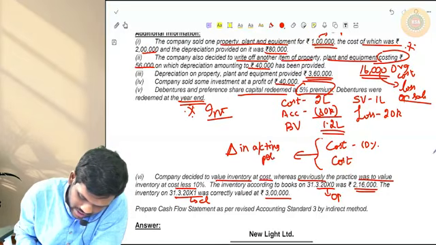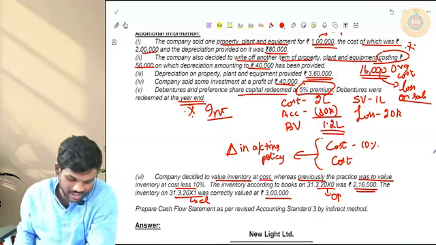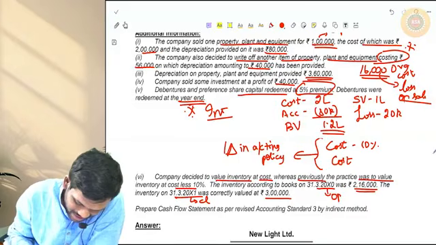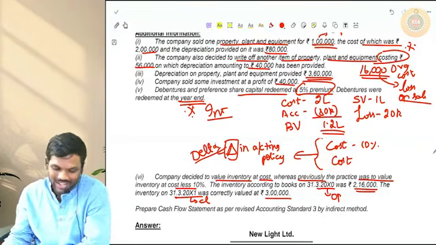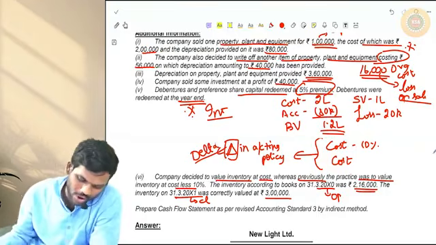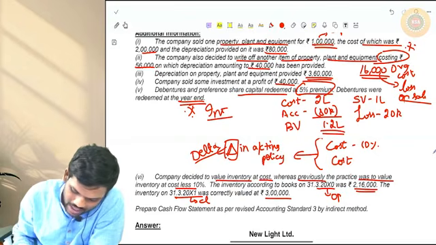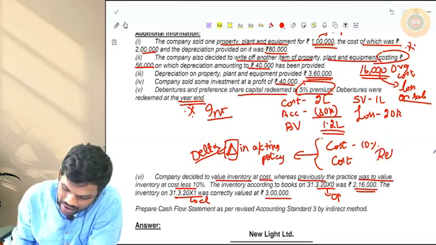Sir, you have drawn some triangle, sir. No guys, this is not a triangle, this is delta. I'm trying to denote that it means change. Okay, so if there is any change in accounting policy, we all know AS 5 says retrospective effect.